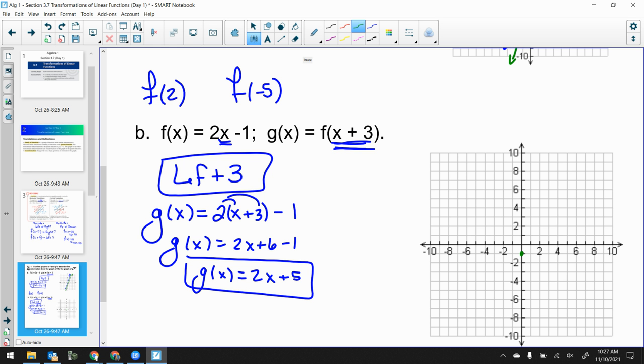Okay. So y-intercept is -1, slope of 2. I'm graphing my old. So here's my old. That's f. Now, remember that for g, I should see everything pushed to the left 3 units. Let's graph it. +5 is my y-intercept, and a slope of 2. And I could go down to left 1.